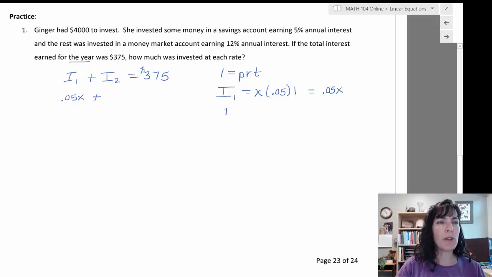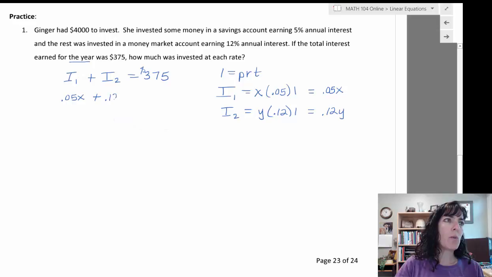And then I need to think about interest 2, and that's going to be some principal amount, which I don't know for sure what that principal amount is, and I don't know that it was the same amount that we used in account 1, so I'll use a different variable just to make sure that I can have two different amounts. Like I could have 1,000 in one and 3,000 in the other. Yeah, so that's why I'm doing that. And that second account was at 12% annual interest, so that will be 0.12 as a decimal, and still times that 1 year that we're talking about. And then if I rewrite, that'll be 0.12y. That's for account 2.